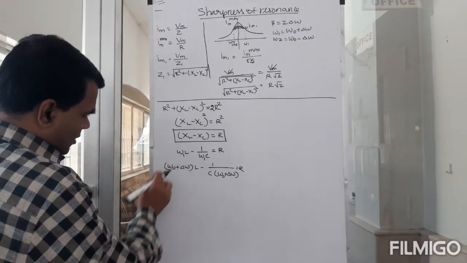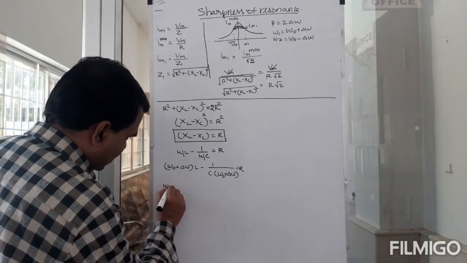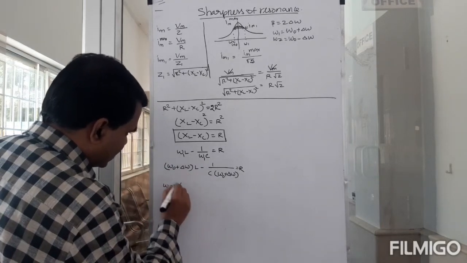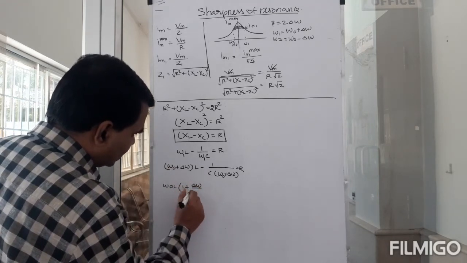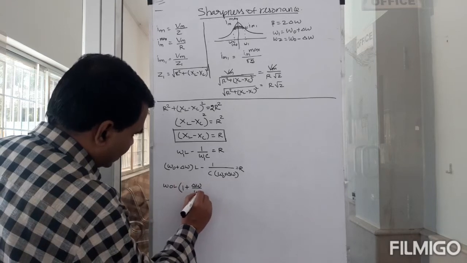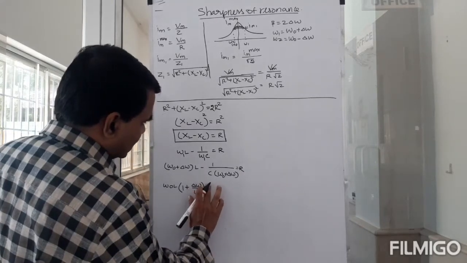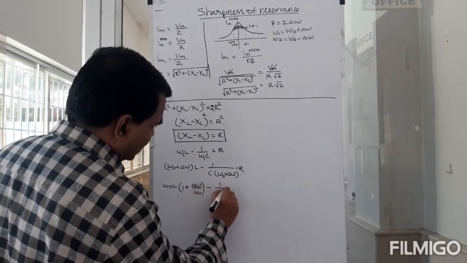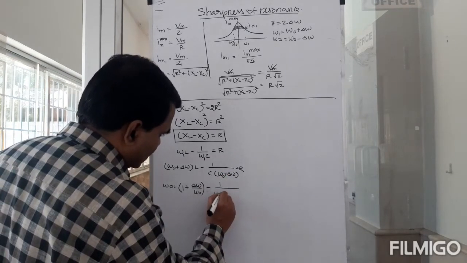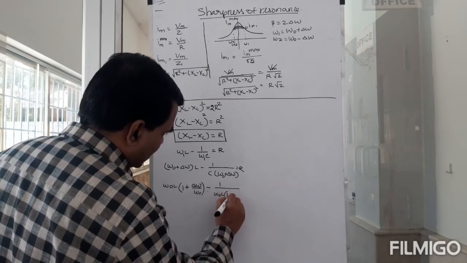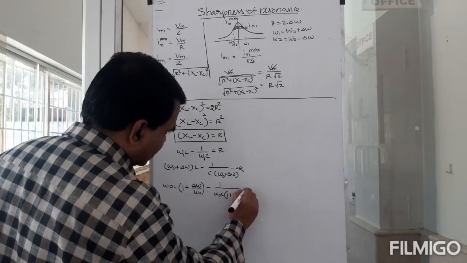Let me take omega naught out. If I take omega naught out, what do you get here? Omega naught into L into 1 plus delta omega by omega naught for this part. What am I going to get here? Minus 1 by, again if I take omega naught out, it's going to be omega naught C into 1 plus delta omega by omega naught. That must be equal to R.